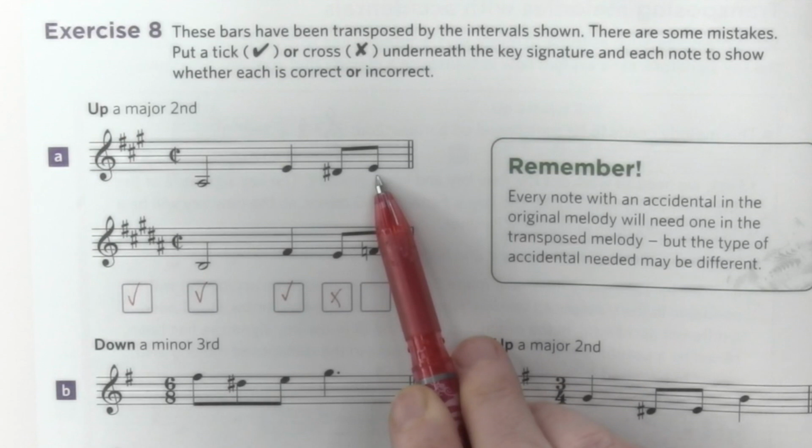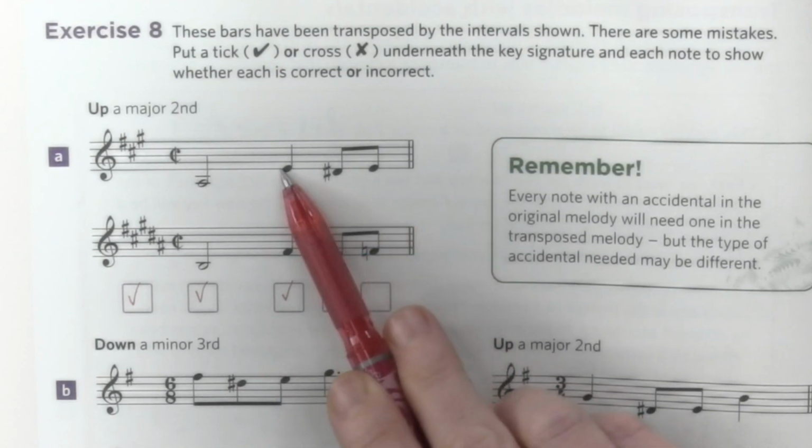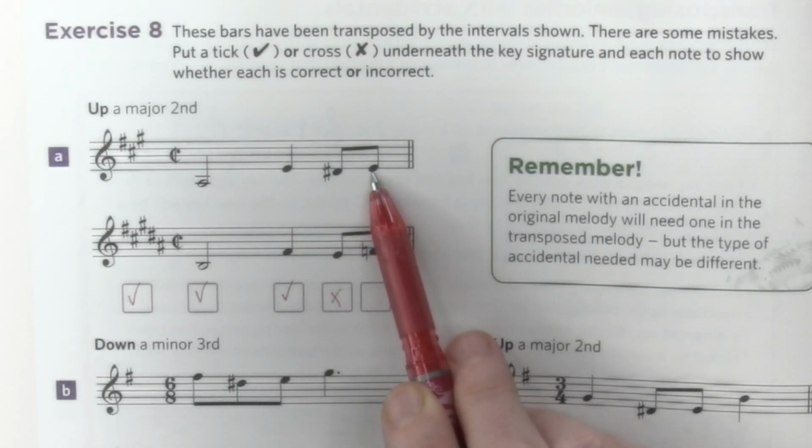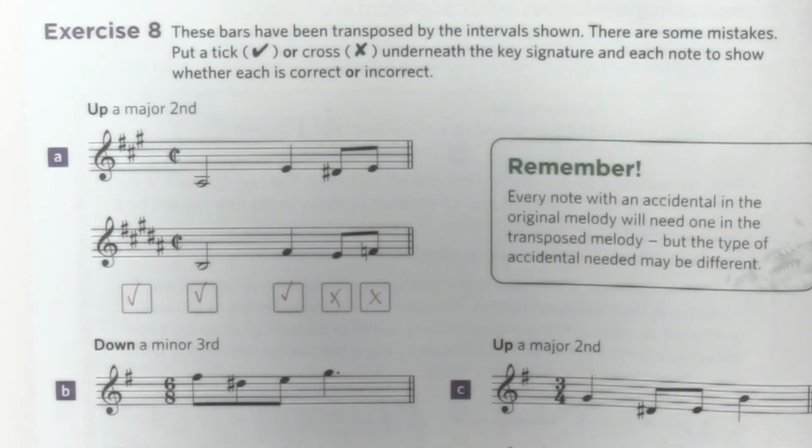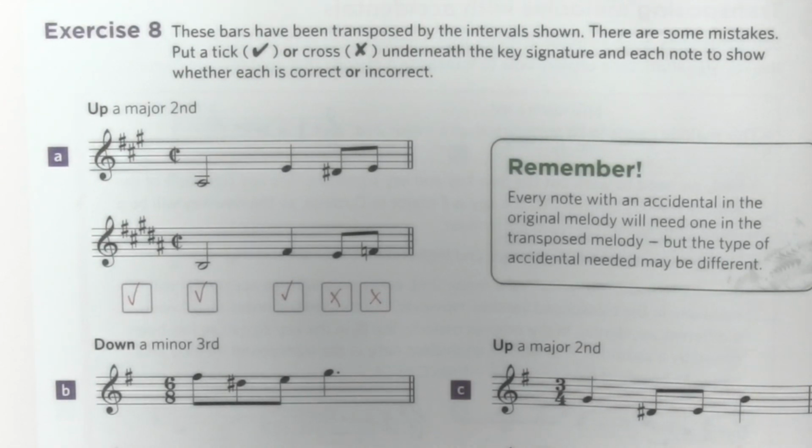And Mi plus 1 tone is Fa sharp, not Fa natural. So incorrect. Done. As easy as that.